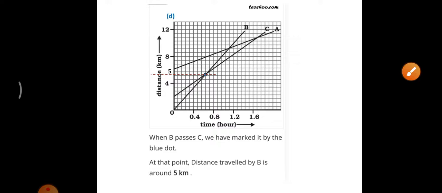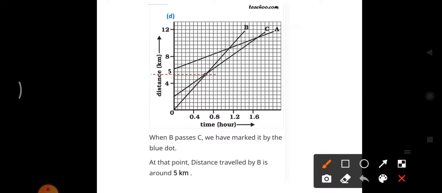Question number D: when B passes C. Where does B pass C? This is B and this is C. So this is the point where B crosses C. How much distance has B travelled? From the B line, you have to draw the perpendicular line to the y-axis. So B travelled 5 km.